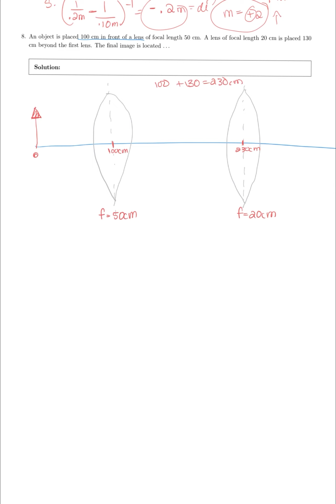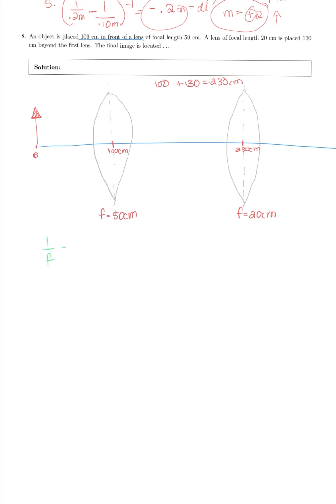All right, well, let's go ahead and let's set this up. The way that you do this is you look at just this part first. You act like the other guy isn't even there, and you figure out where the image would be located for the very first part. So that's going to be our game plan. Well, let's not even do a ray diagram. I don't think we need to.